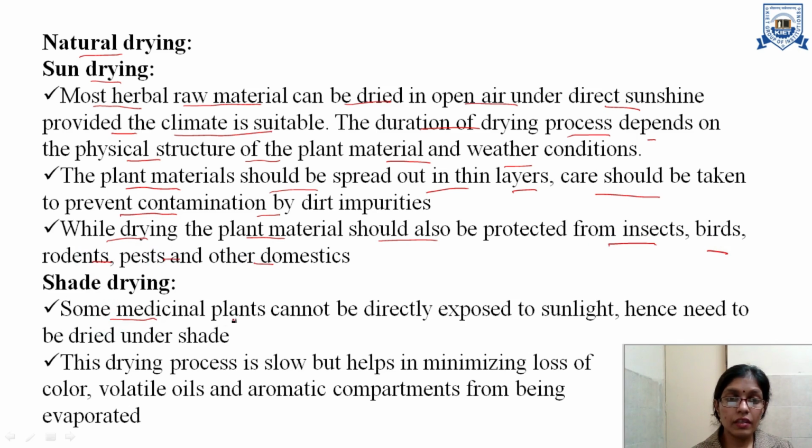Some medicinal plants cannot be directly exposed to sunlight because direct exposure may lead to the loss of some of their active constituents. So they need to be dried under shade. This drying process is slow but helps in minimizing the loss of color, volatile oils, and aromatic components from being evaporated.